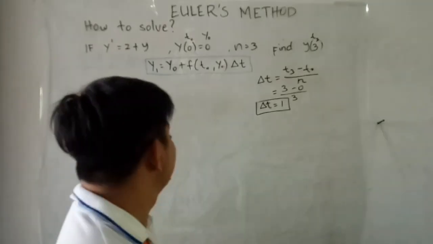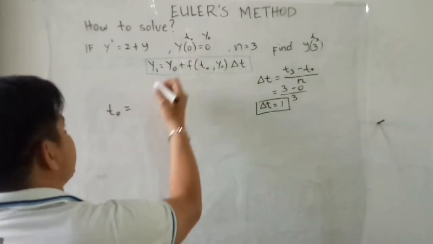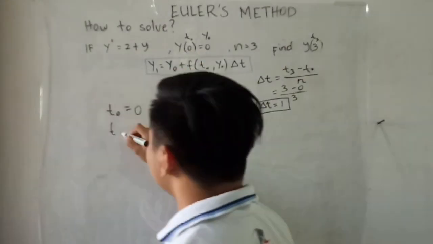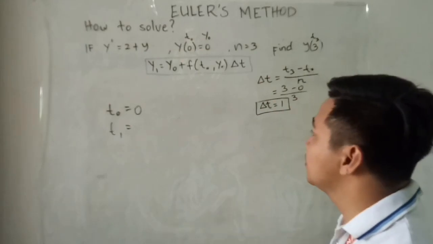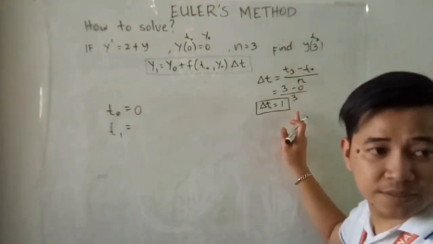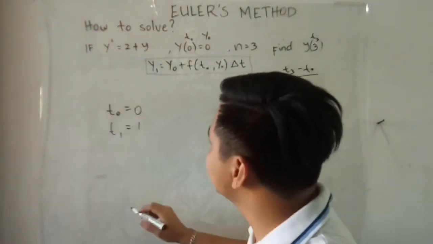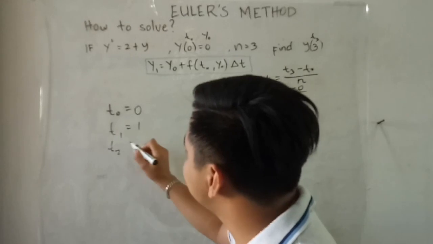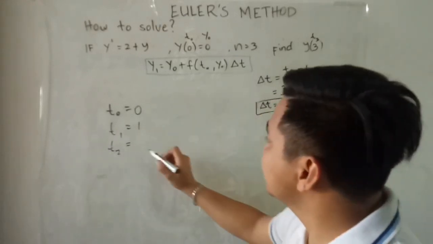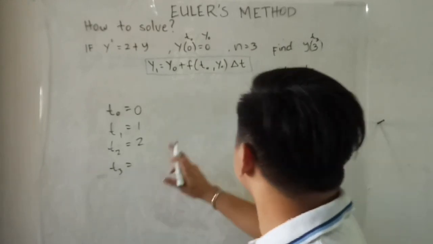Okay, that's right. Our t sub 0 here is 0. Our t sub 1 is equal to our value of t sub 0 plus the delta t. So 0 plus 1 is 1, and then our t sub 2, 1 plus 1 is 2, and our t sub 3 here is 2 plus 1 is 3.